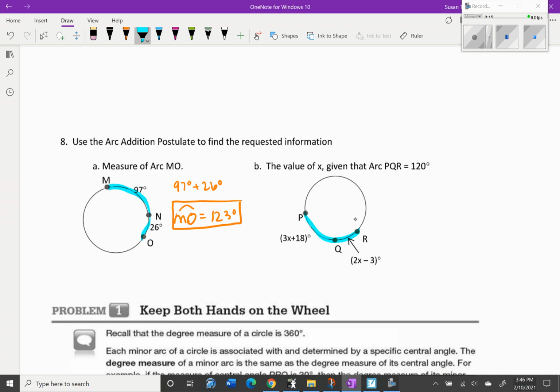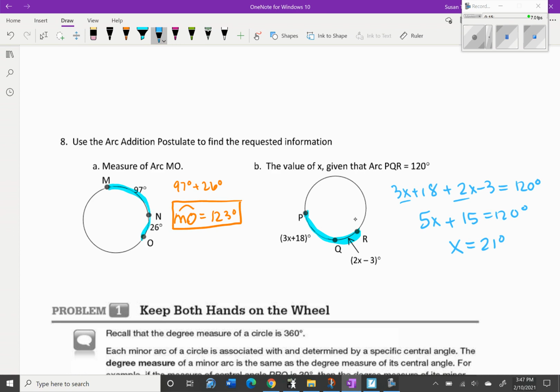For the next one, we want to find the value of x, given that this arc PQR, so from here to here, is 120 degrees. So we know that's 3x plus 18. Add that to 2x minus 3, and that should be equal to 120 degrees. So we're going to combine our like terms. So we get 5x plus 15 equals 120 degrees. And then we want to subtract the 15 and divide by 5. So you would end up with x being equal to 21 degrees.